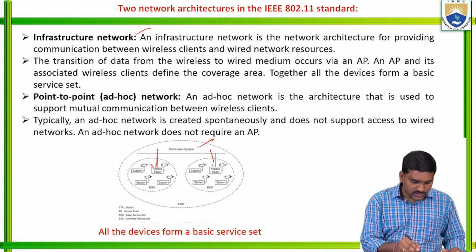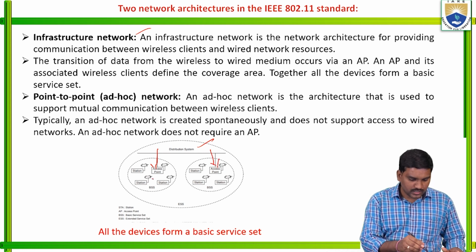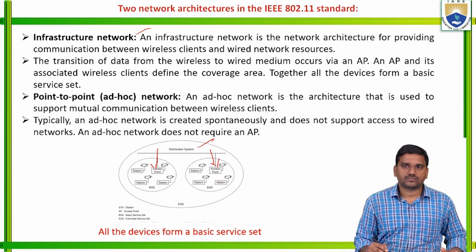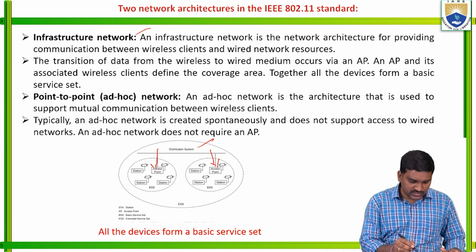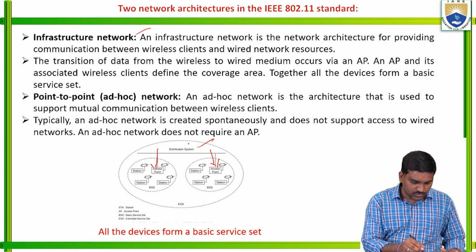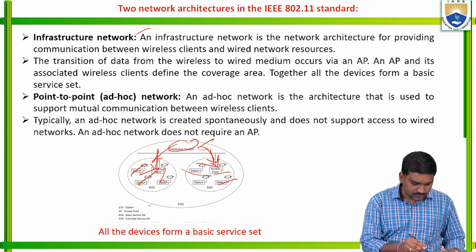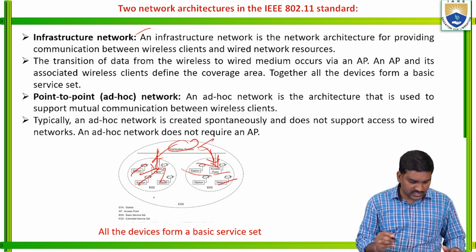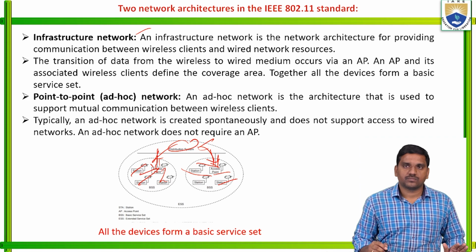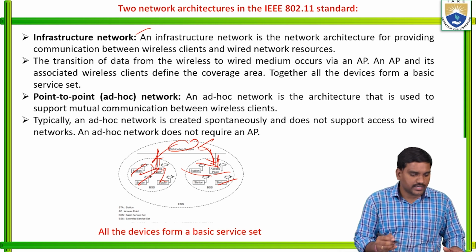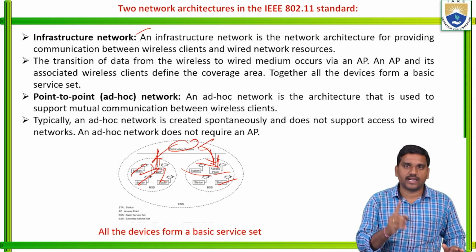This is the access points. From the access point, we can have basic service sets, all the devices from the basic service set. So this is for the distributed system. We have service access points. From the access point, we have different stations like station, access point, basic service set, and extended service set. Okay, so this is the network architecture of the 802.11 standard: infrastructure network and point-to-point ad hoc network.